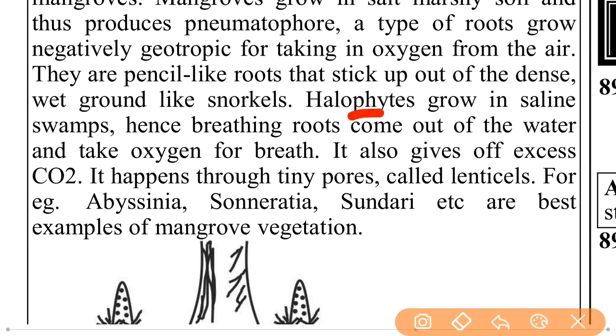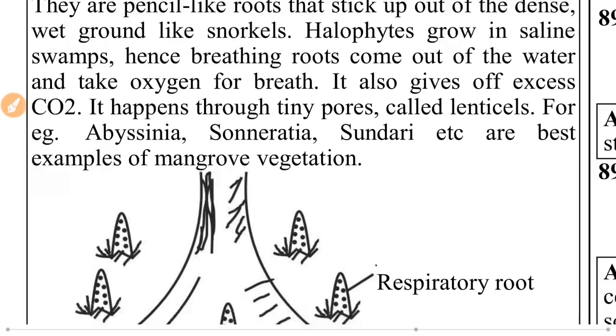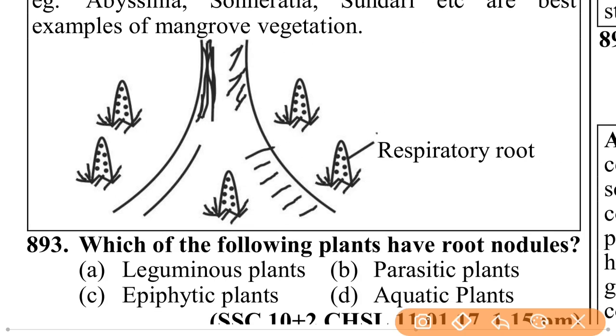Halophytes grow in saline swamps. Hence, breathing roots come out of the water and take in oxygen for breathing. They also give off excess CO2. This happens through tiny pores called lenticels. For example, Avicennia, Sonneratia, Sundari, etc. are the best examples of mangrove vegetation. These are respiratory roots in mangrove vegetation.